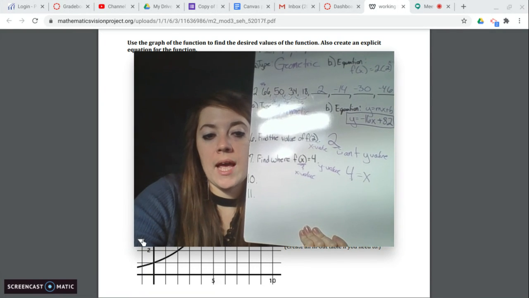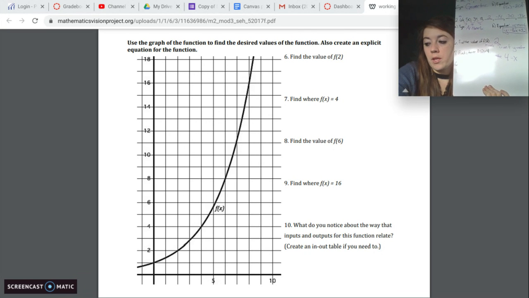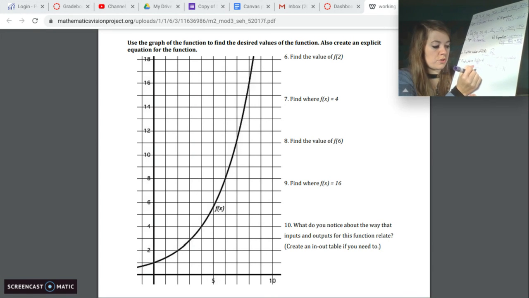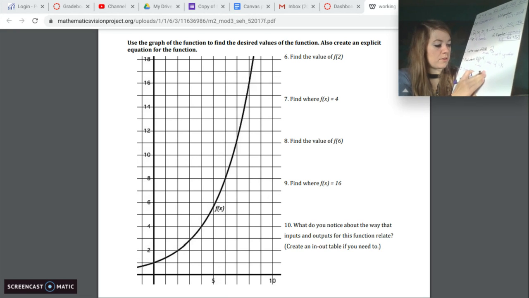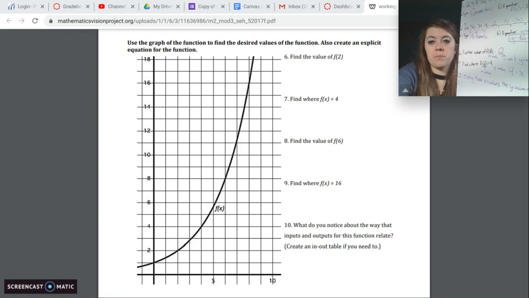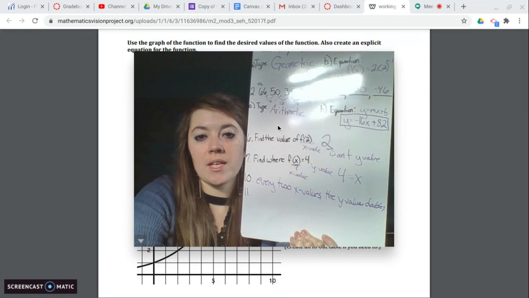Now, for number 10, what do you notice about the way the inputs and outputs for this function relate? You will notice, once you finish this, that for every 2 x values, the y value doubles. We could see that from, oops, sorry, I forgot to make that big again. So for every 2 x values, the y value doubles. We can see that from here.